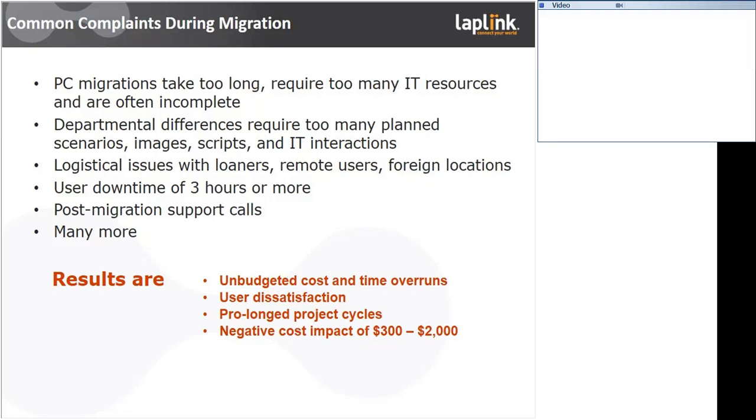Post-migration support calls. If the migration is not flawless, there will be an increase in support calls. And all this really results in unbudgeted costs and time overruns, as well as user dissatisfaction. At the end of the day, we believe that the negative cost impact in this stage 3 is $300 to $2,000 per desktop. That is quite a large amount of money.